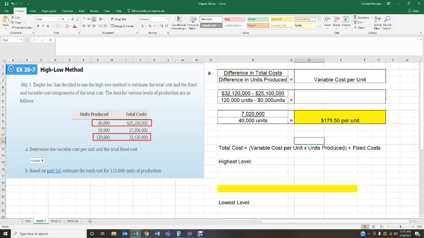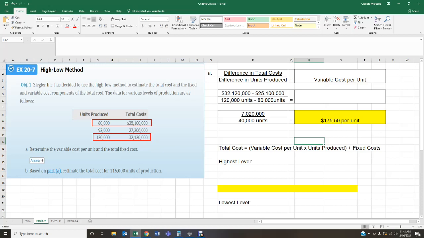Now, requirement 1 asks us to determine the variable cost, which we did, $175.50, and also the fixed cost. So we have to calculate for the fixed cost. I'm going to do it for both the high and the low just to show you that the fixed cost will not change. In order to be able to calculate your fixed cost, we've got a formula that we utilize to calculate our total cost. So my total cost is equal to my variable cost per unit times your units produced plus your fixed cost. Now we don't have all of these components to be able to solve.